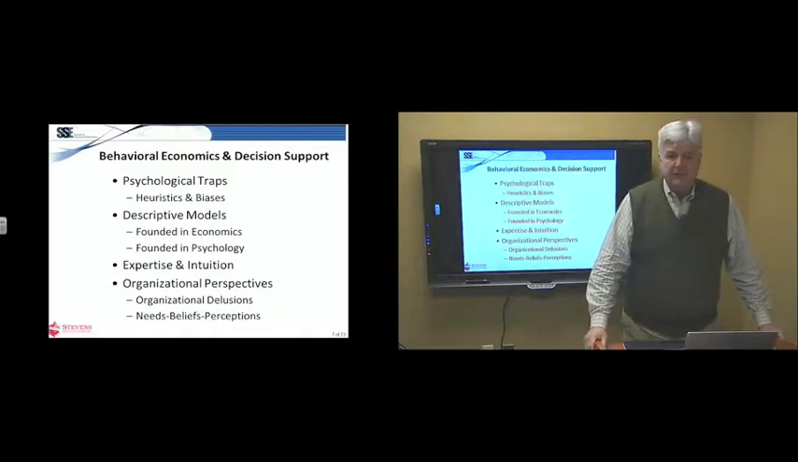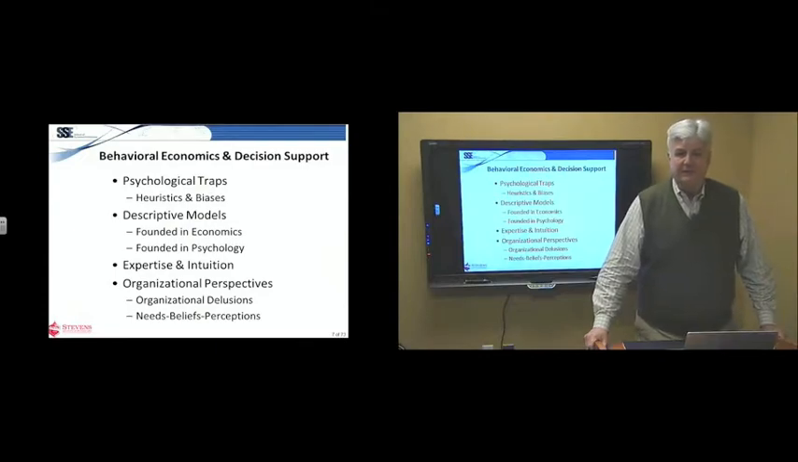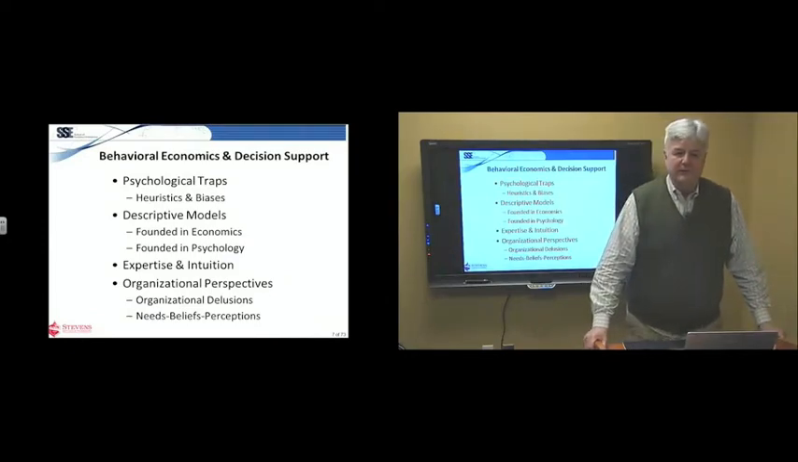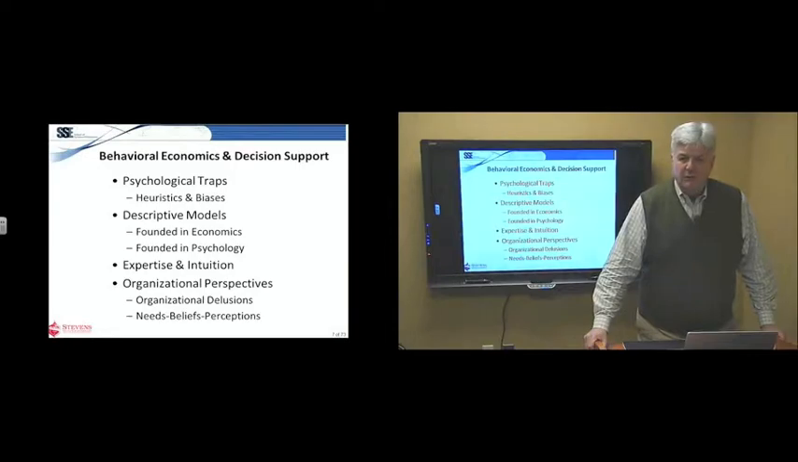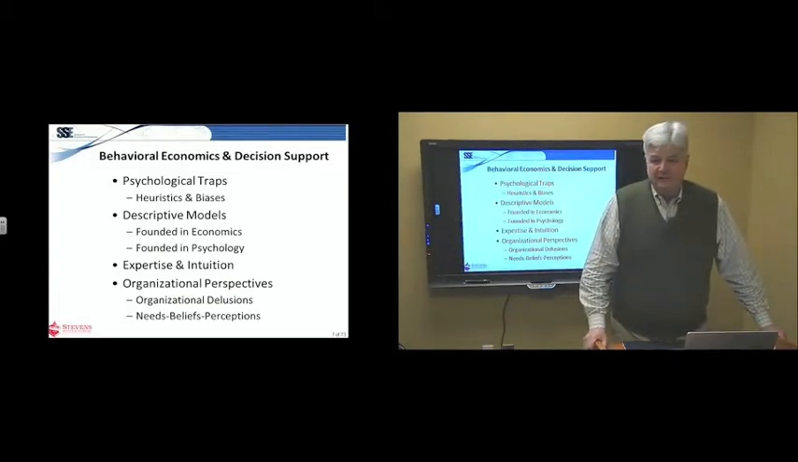In our fifth lecture, we're going to look at how people actually make decisions and look at behavioral economics, the psychological traps that affect people, the heuristics and biases that creep in. We'll talk about a whole range of descriptive models, both from economics and psychology, and then the whole notion of when is expertise and intuition the right thing to use versus when should you use formal methods. We'll also look a bit at how organizations make decisions, not individuals, and some of the problems they run into.